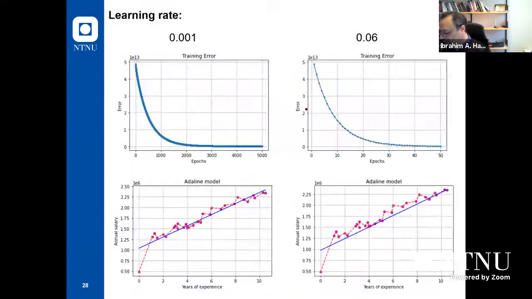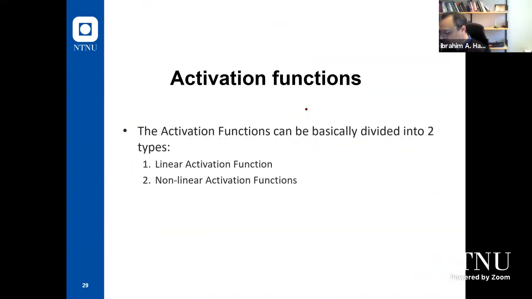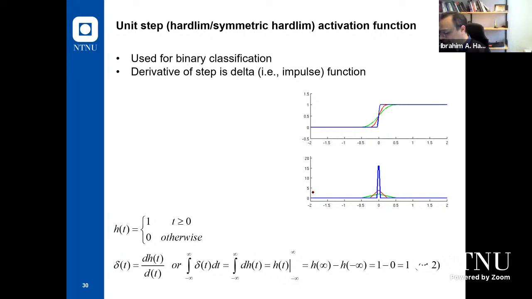So maybe we can quickly talk about those activations, because those activation functions are very important. As you can see, when we change the activation function, the output will be different, and the name of the model will be different. The function of the model will be different. So there are some linear activation functions and non-linear activation functions. We can start with the hard limit function. We used this hard limit in the perceptron. They call it hard limit or symmetric hard limit activation function, right?